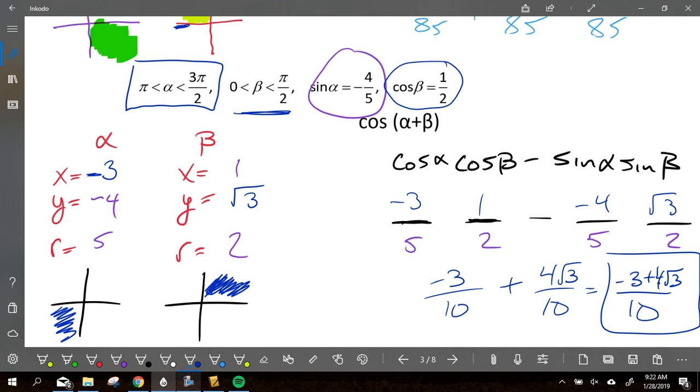Yes, sir? Because alpha is this triangle, and my r value is 5. And the beta triangle, my denominator is 2. Does that make sense? Okay. You should always have the same ones as you set them up.